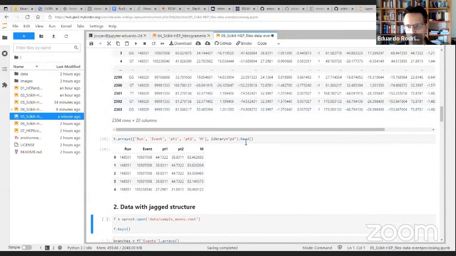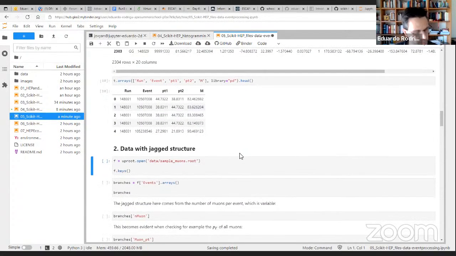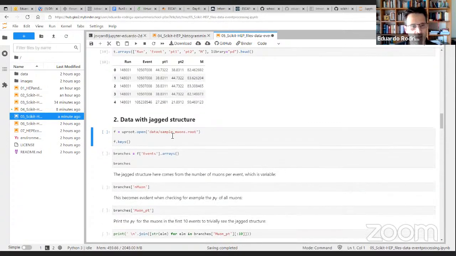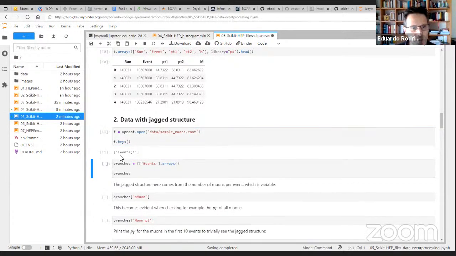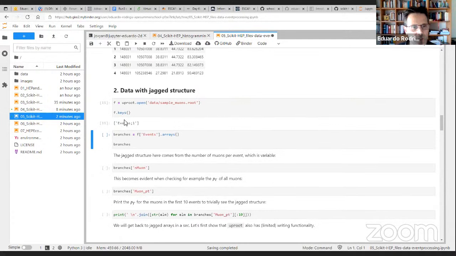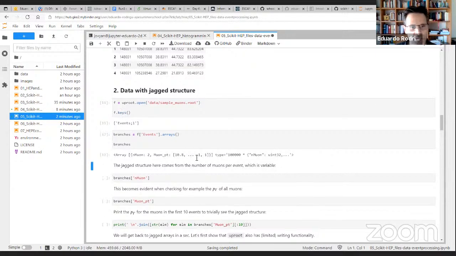It's admittedly a simple one, but we're going up in complexity for the remainder of this notebook. And for that, I'm going to use another little file sample of muons. It does have a collection of events with an irregular number, potentially a different number of muons per event stored. So again, the same thing. It's still called events, the TTree inside, so the same game. I can check it, and there are 100,000 entries in there.